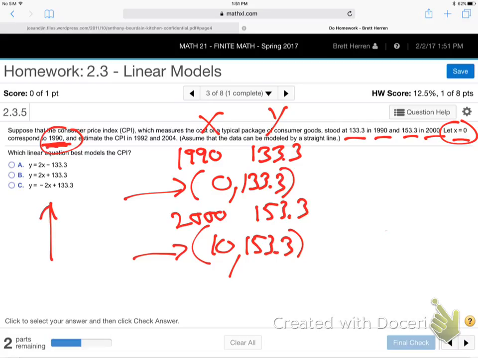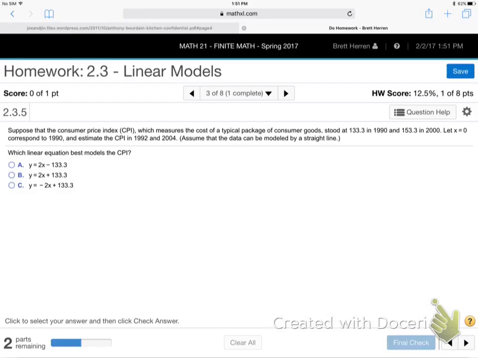You did that in algebra. Remember? I'm sort of kidding when I say remember. I'm sure you all did it, but it's not something you've done every day since. So let's go through how you actually come up with the equation, and then I'll show you on the calculator as well, so you can do it either way. So let me go to a new screen. We have 0, 133.3, and the other one is 10, 153.3.